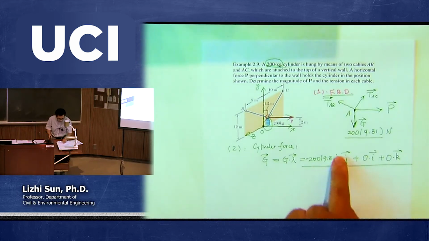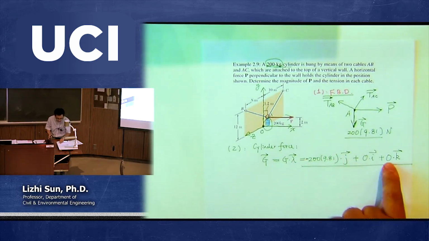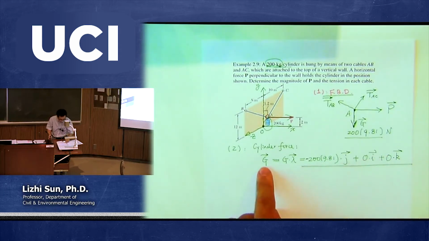In other words, this is the Y component, X component 0, and Z component Fz equals 0 for this first force given by the cylinder. Any questions?